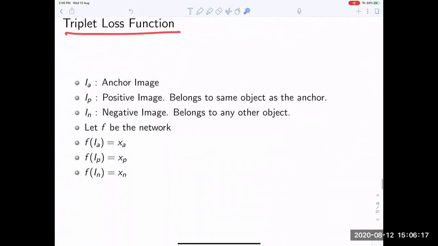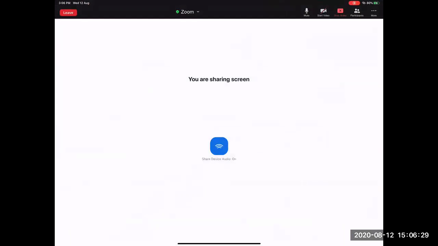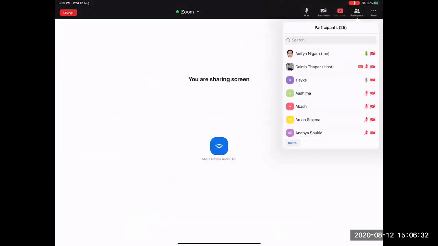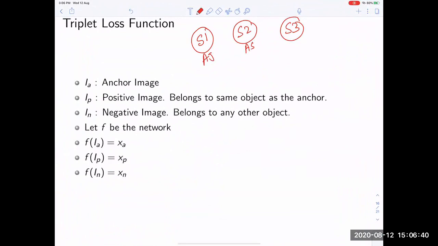In the case of triplet loss, I am having an anchor pair. Suppose that I am having subject 1, subject 2, and subject 3. Let us take a few names so that we all can relate: Ajay, Ashima, and Akash. So I am having 3 subjects, and for each of them I am having 10 images.